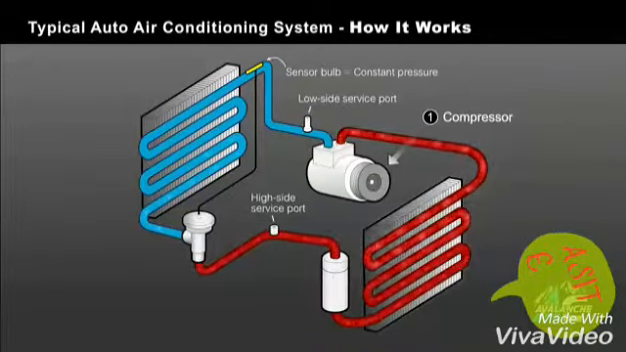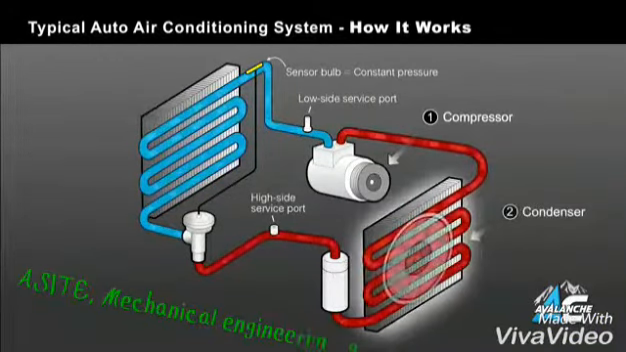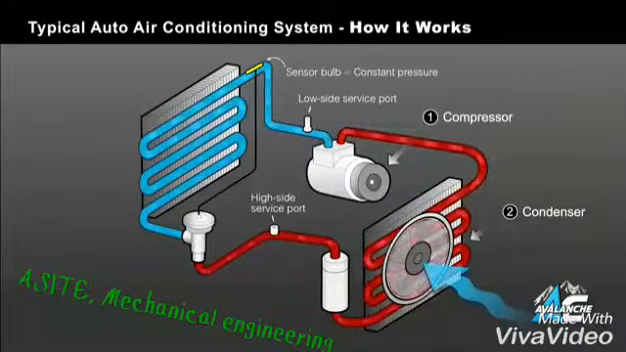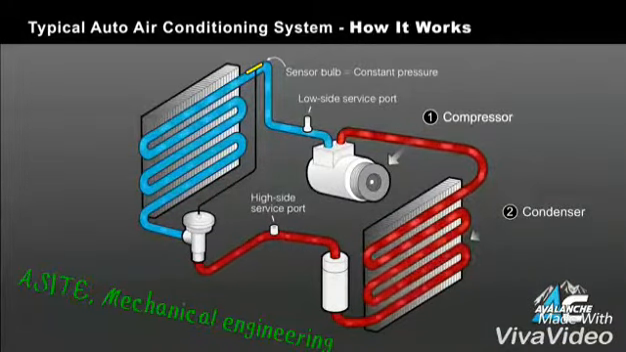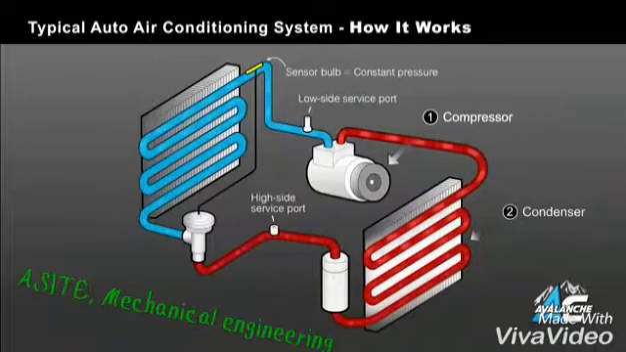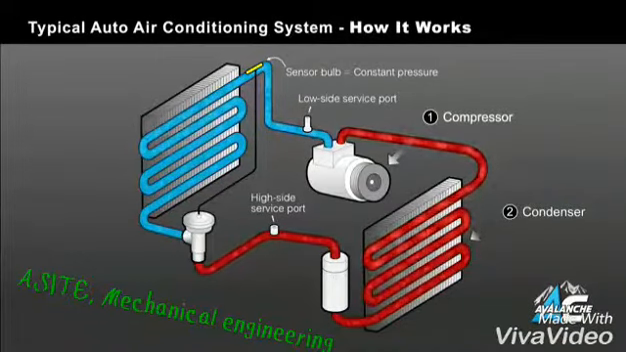This high-pressure, high-temperature gas is shown as red with bubbles, indicating it's in a gas state. The condenser does just that. Cool air flows across the condenser, cooling the high-pressure, high-temperature gas, turning it into a high-pressure liquid. As you can see, the gas remains red, high pressure, but changes to arrows indicating it's changed to a liquid.